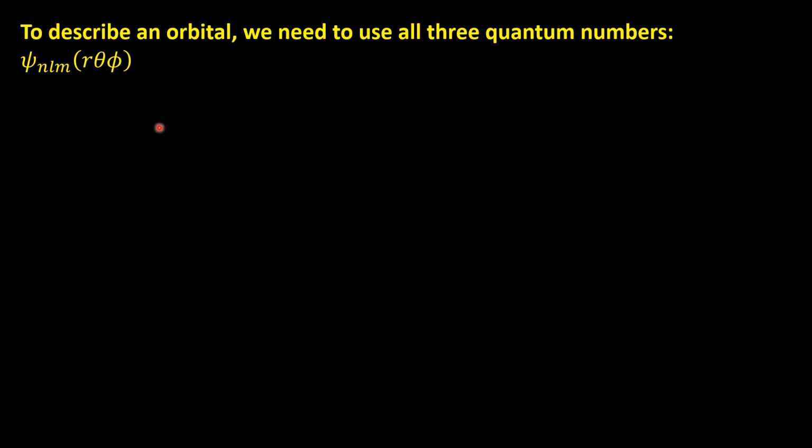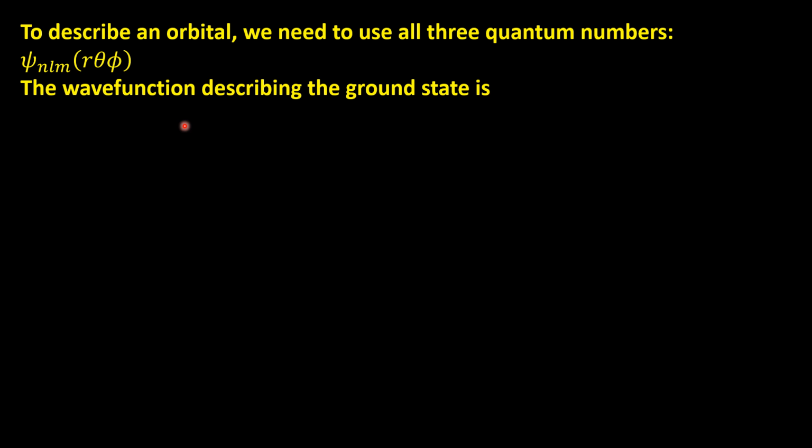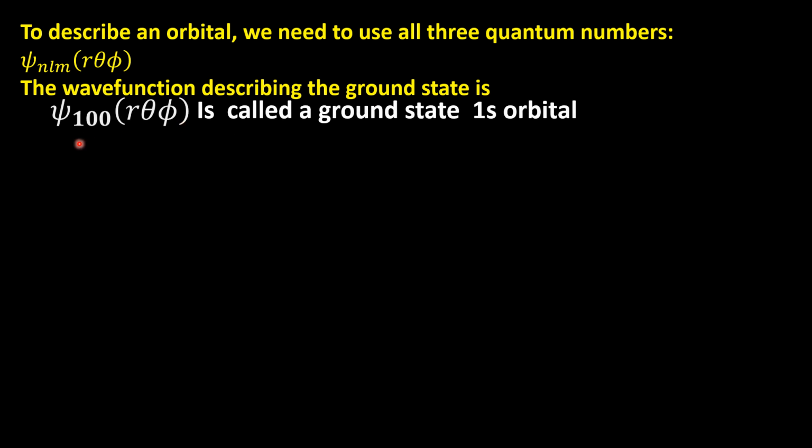To describe an orbital, we need to use all three quantum numbers. So the wave functions depend on the three quantum numbers n, l, m, and on r, theta and phi. The wave function describing the ground state of a hydrogen atom can be represented by psi 100 of r, theta, phi. It is called the ground state or 1s orbital.